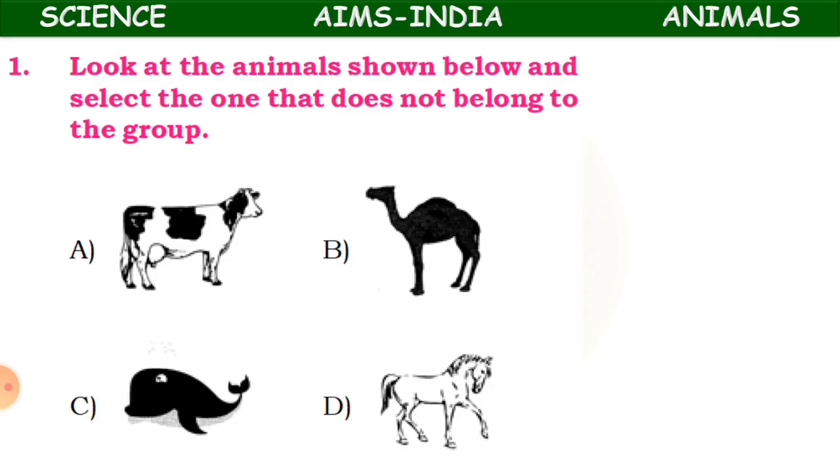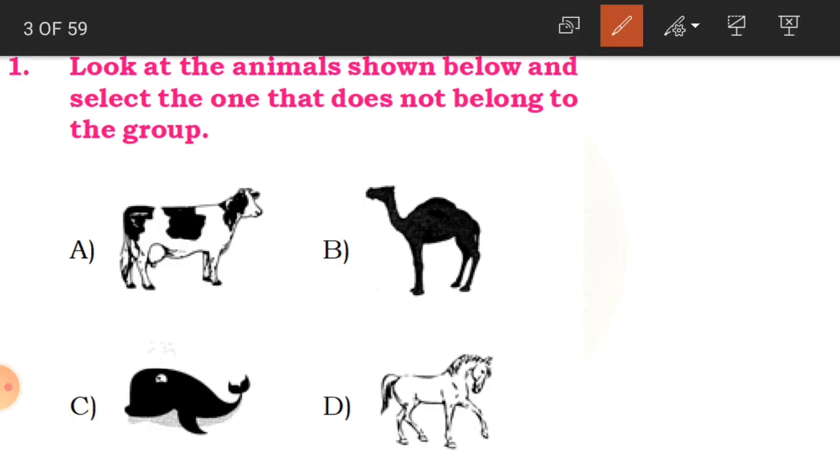Now we'll go with the first question. Look at the animals shown below and select the one that does not belong to the group. Here we have 4 animals. What are they, children? This is the cow, then this one is camel, this one is dolphin, and this one is horse. Now we have to differentiate one animal from the other 3.